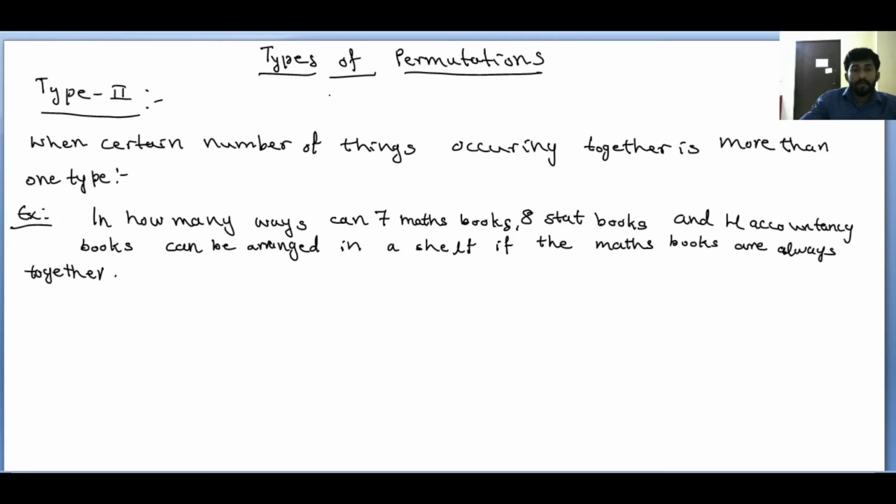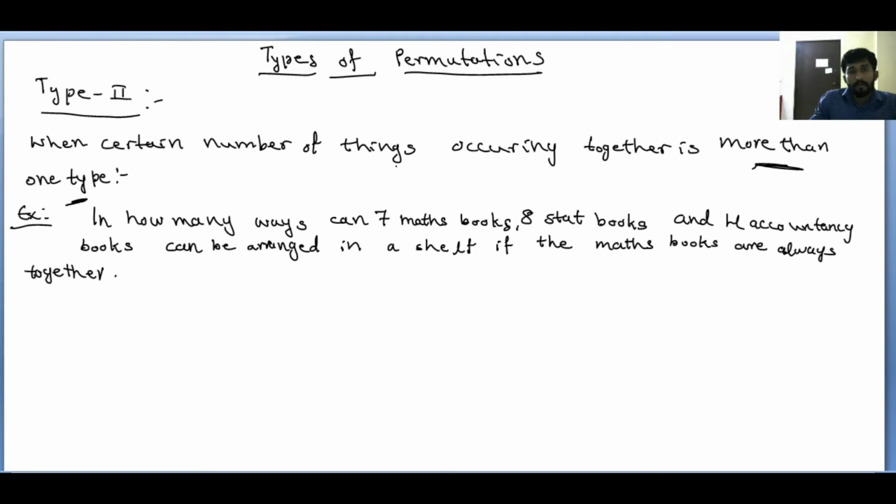Students, in our last session we discussed types of permutations. Under that we studied the first type, that is, when a certain number of things occur together. Okay. The second type is similar to the first type, when a certain number of things occurring together is more than one type. In our previous session, in type 1, you studied that the certain number of things occurring together is only one type.